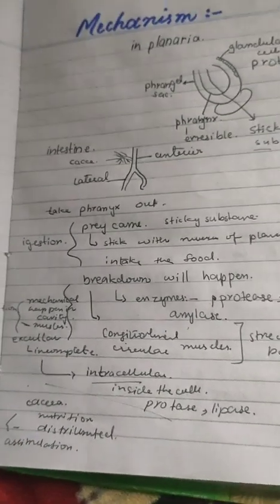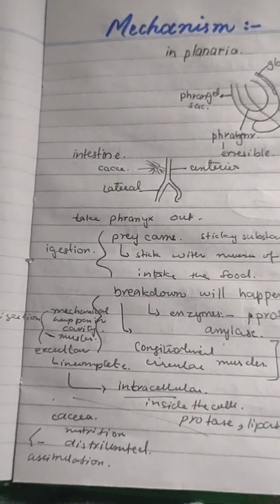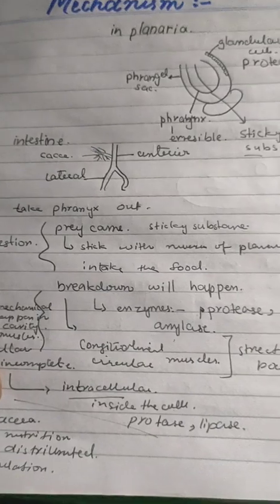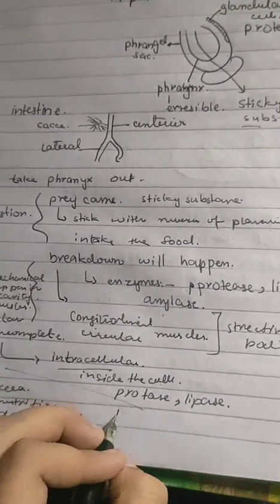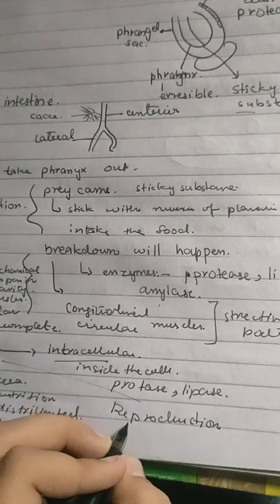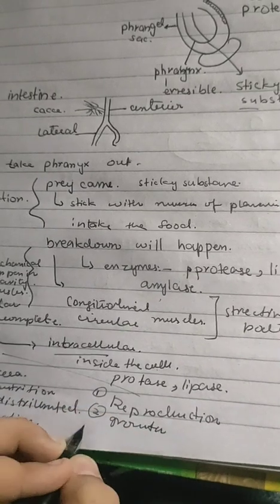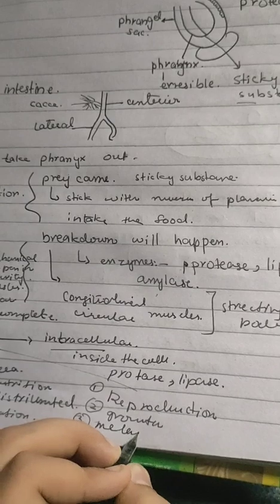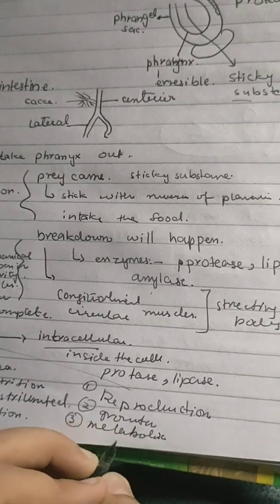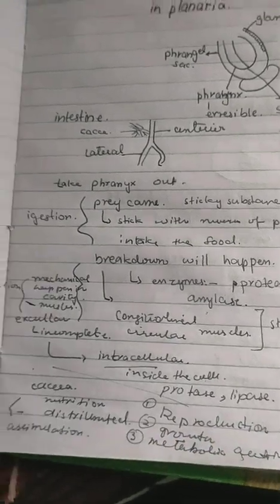Okay, now let me tell you about the absorption. That will be distributed and help in reproduction, and also in growth, mostly in metabolic activities. Okay, that was assimilation. Now here we have absorption.